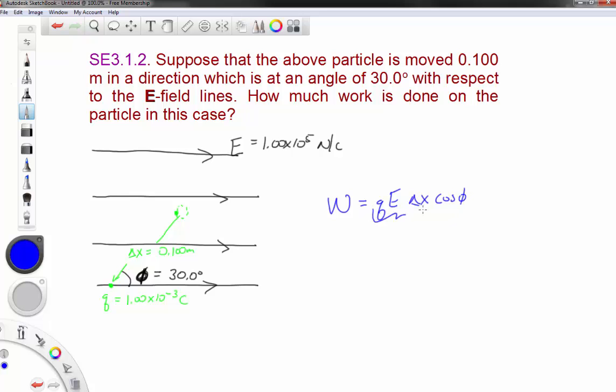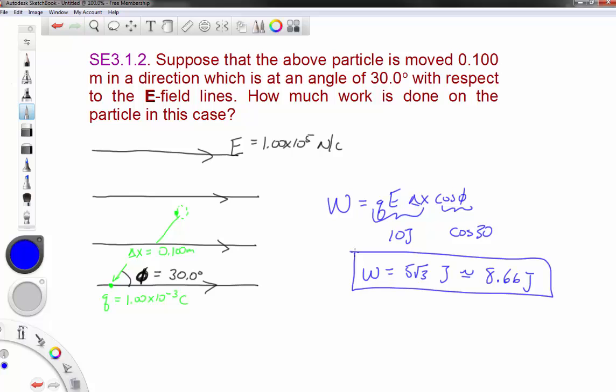So we just solved for this part of it, which was 10 joules. The cosine of 30 degrees is going to be square root of 3 over 2. So basically the work done is going to be the square root of 3 times 5 joules. And so if you want to plug all that into your calculator, what you end up getting is about 8.66 joules. So we have roughly 8.66 joules of work done on the particle in this case.